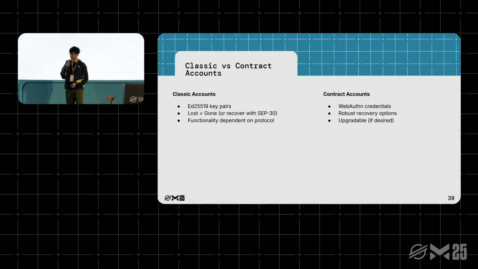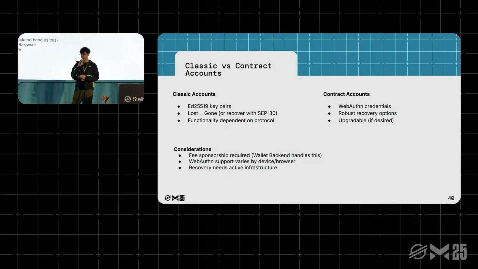So there are some clear benefits to using contract accounts, some of them including implementing WebAuthn credentials, implementing robust recovery options like the email-based solution we did for Meridian Pay, and the functionality is upgradable, independent of Stellar protocol versions. However, there are some considerations. Contracts cannot pay for their own transaction fees. Stellar requires fees to be paid from the transaction source account, and this prevents contracts from self-funding. But this is something we solved with the wallet backend, which Marcelo will dive into later.